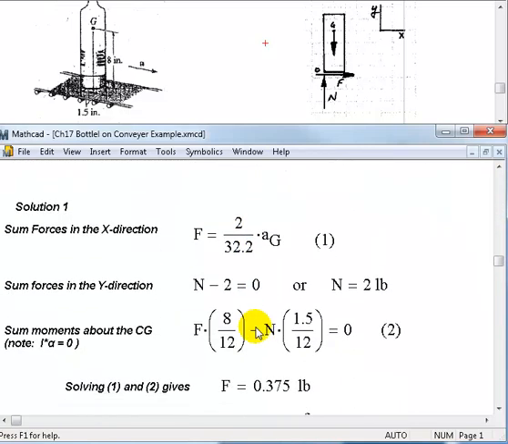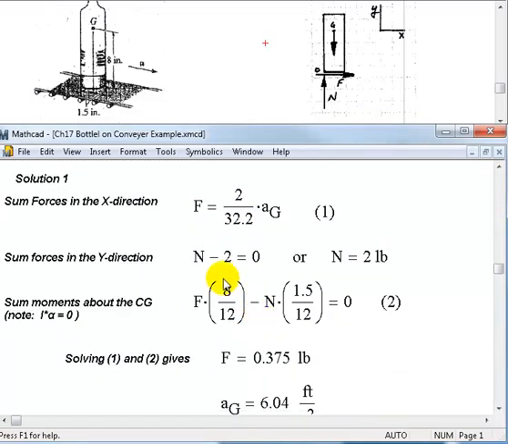And we're going to solve the problem two different ways. Probably the conceptually simplest method is first, with our free body diagram, sum the forces in the x direction, and the x direction forces would include only the friction force. Okay, and so we have the friction force acting in the positive x direction is equal to mass times the acceleration of the center of gravity of the bottle, a weight of 2 pounds divided by 32.2, and we don't know the friction force and we don't know the acceleration of the center of gravity, so this is a one equation, two unknown problem.